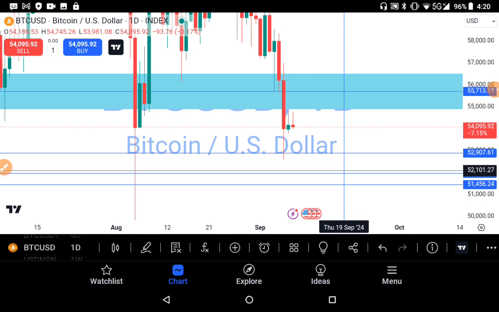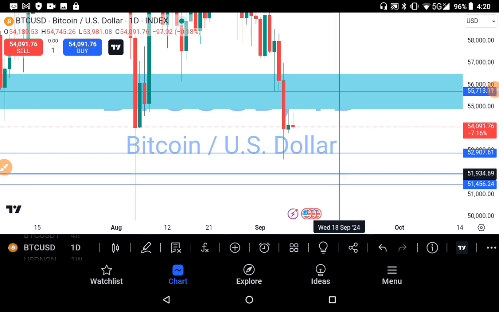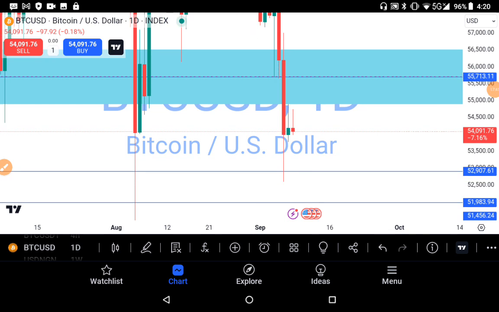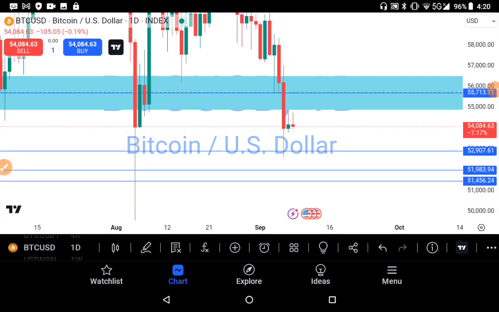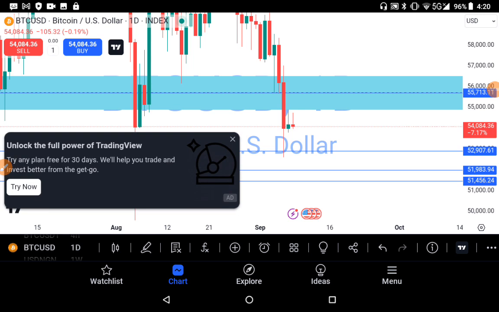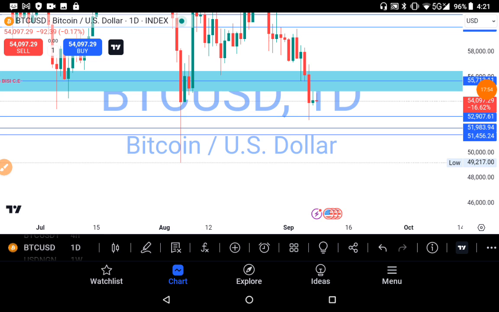If I should see a movement into 52,000, I'm expecting movement into 52,000. So I'll be expecting 55,000 to serve as a kind of resistance for BTC USDT. So I'll be interested in 52,000, even if into 50,000.